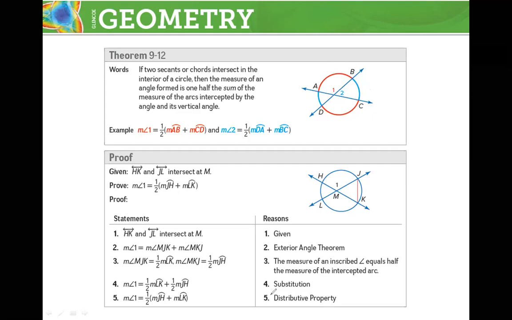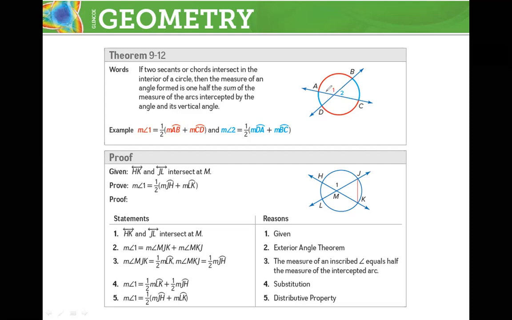Muhammad Rafa, just enter now. Muhammad, can you read theorem 9.12 again? All right. If two secants or chords intersect in the interior of a circle, then the measure of an angle formed is one half of the sum of the measures of the arcs intercepted by the angle and its vertical angle. Okay, so it gives a relation between the angle and the two opposite arcs.